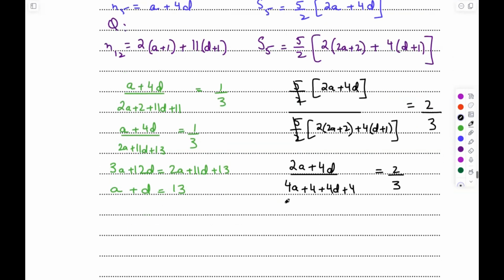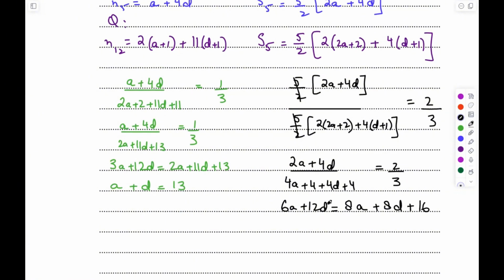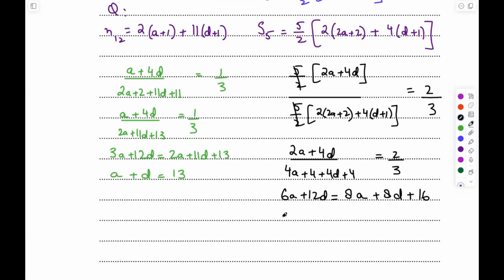Cross multiplying, we'll get 6A plus 12D, and 2 multiplied by 4A will become 8A. 2 multiplied by 4D will become 8D, and 4 plus 4 is 8, so 8 times 2 will become 16. Simplifying this, bringing 8A to the left hand side, we'll get 6A minus 8A, so that will become minus 2A. 12D minus 8D will become plus 4D, and that will be equal to 16.